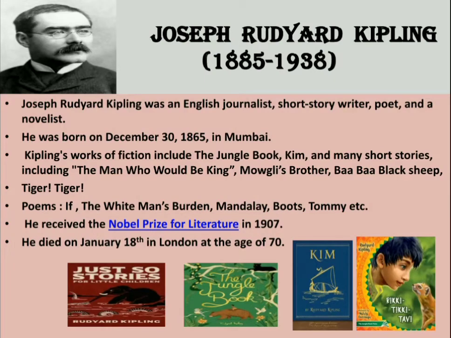Joseph Rudyard Kipling was an English journalist, short story writer, poet, and a novelist. He was born on December 30, 1865 in Mumbai. Kipling's works of fiction include The Jungle Book, Kim, and many short stories including The Man Who Would Be King, Mowgli's Brother, Baa Baa Black Sheep, Tiger! Tiger! And coming to poems, If, The White Man's Burden, Mandalay, Boots, Tommy, etc.